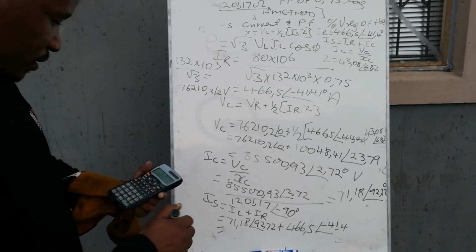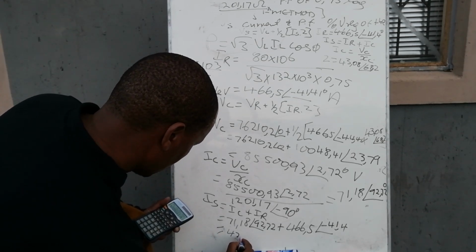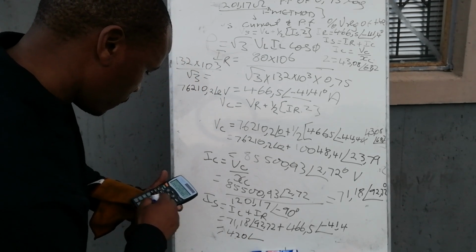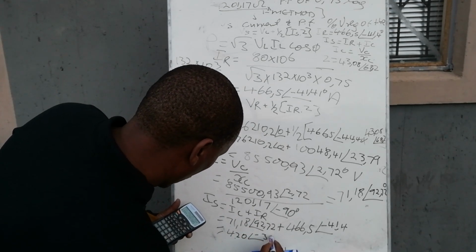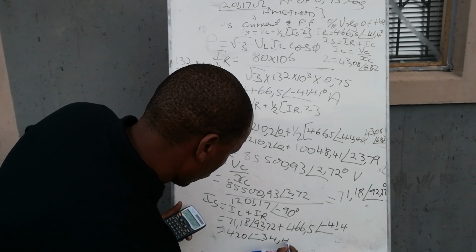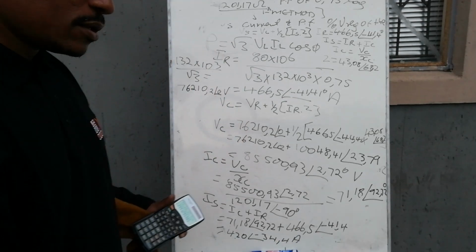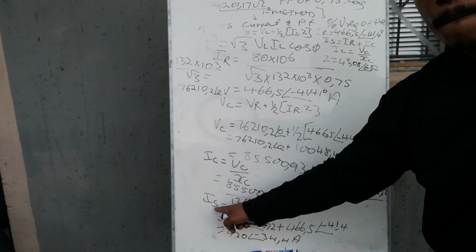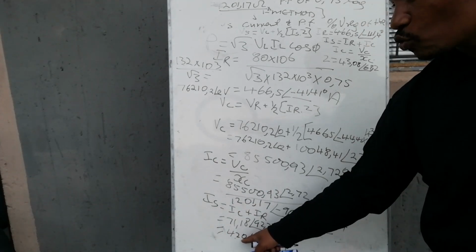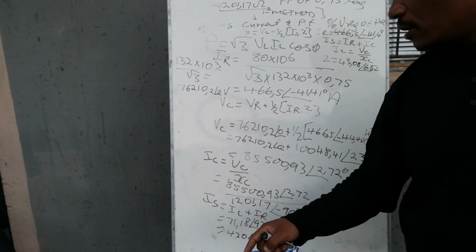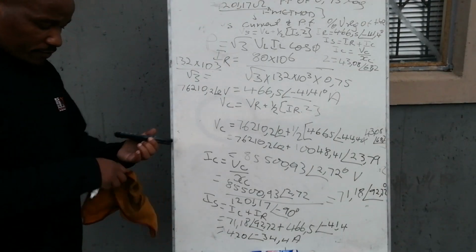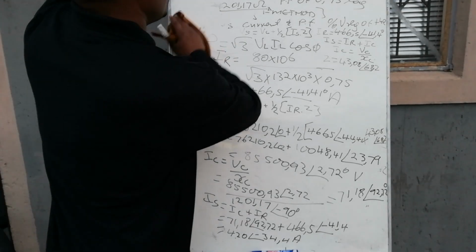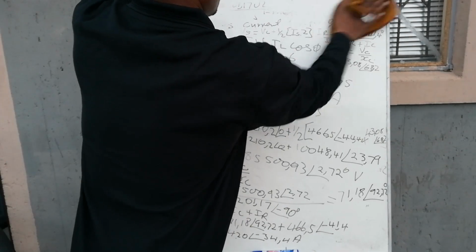It is equals to 420 angle of minus 34.4 amps. That's the sending end current they were looking for, and it is 420. Now the final say. Okay, let me delete here. I don't think I'm gonna need this anymore.